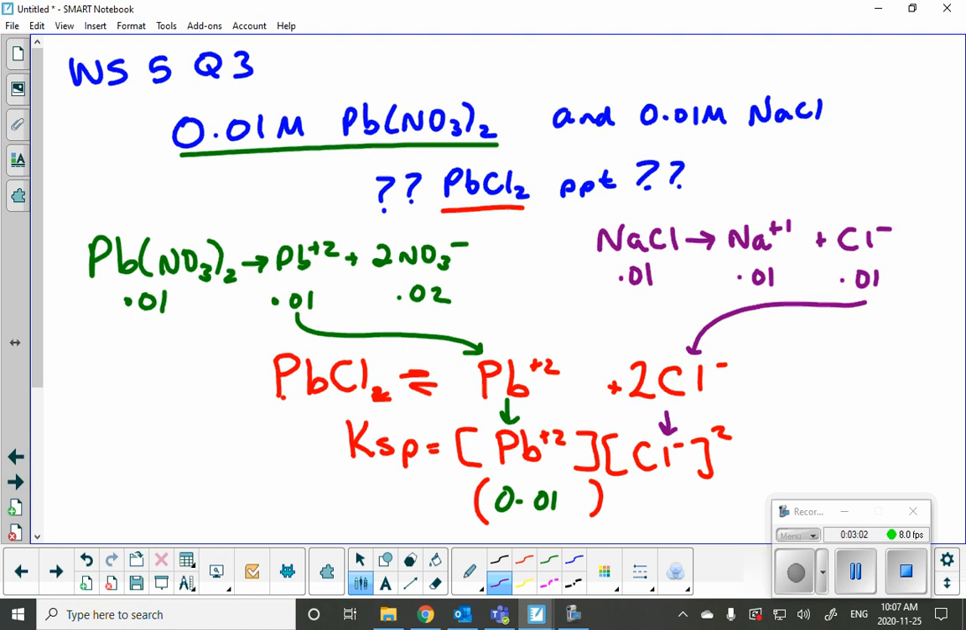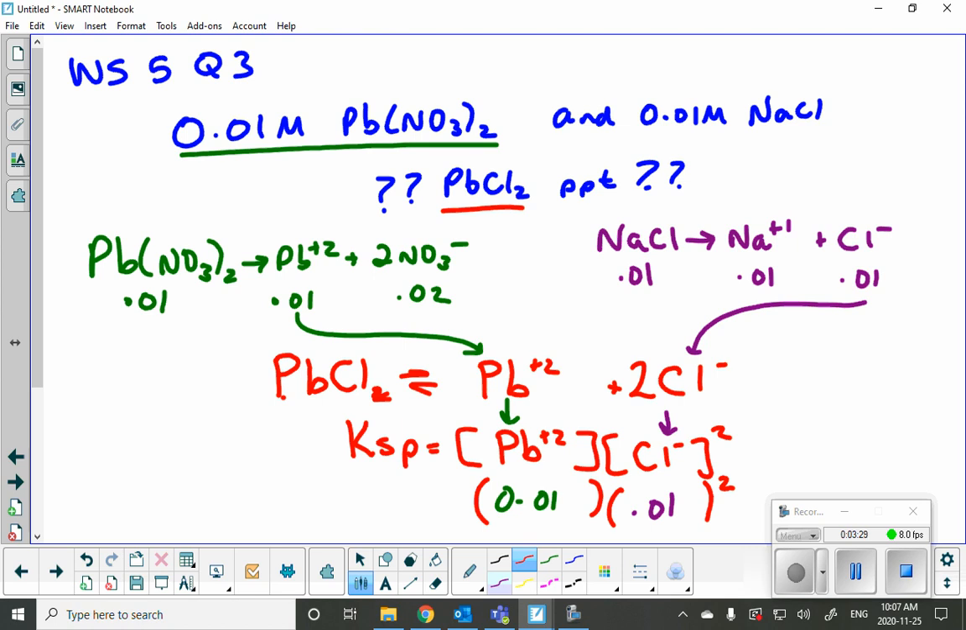Now, kids quite often say, do I have to times it by 2? No. There's twice as much chlorine as lead if lead chloride is breaking down, but that's not where the chlorine came from. The concentration of chlorine came entirely from sodium chloride. We figured it out here in purple as being 0.01. We still have to square it, though, because our math expression for lead chloride says to square it.